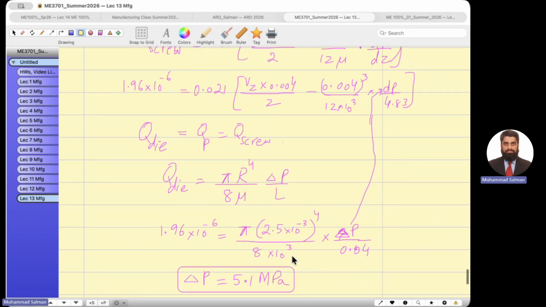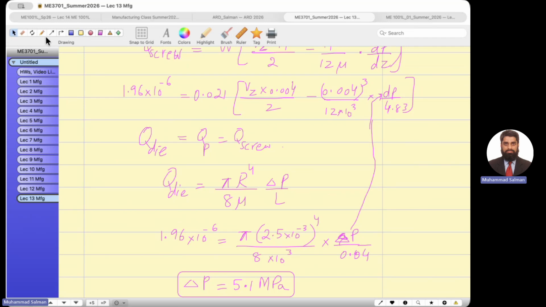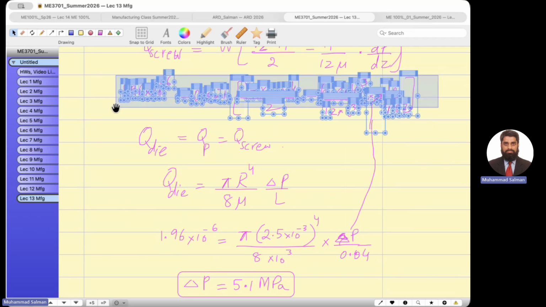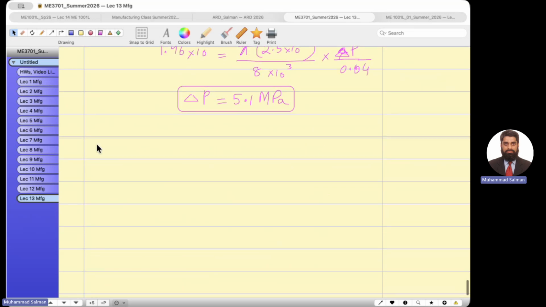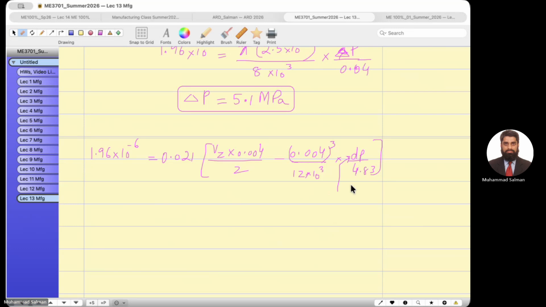So from here, I found this delta P. I'm going to grab the same screw equation, the flow inside the screw, and plug delta P in over here, as equal to 5.1 in 10 to the power 6 pascals. Now, it is a little lengthy, but it's not difficult. It's just algebra. Can you find out Vz? If you find Vz, you should be able to find out the RPM of the barrel. This is equal to 49.5 millimeters per second.